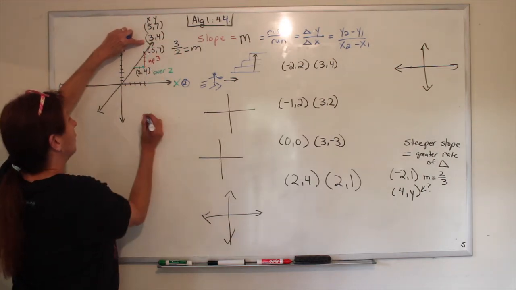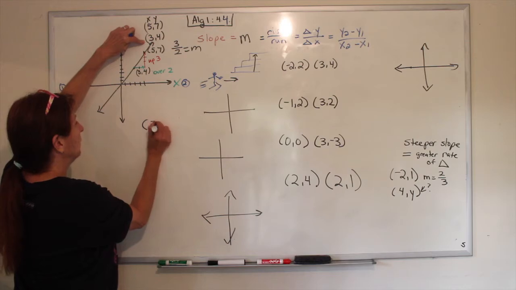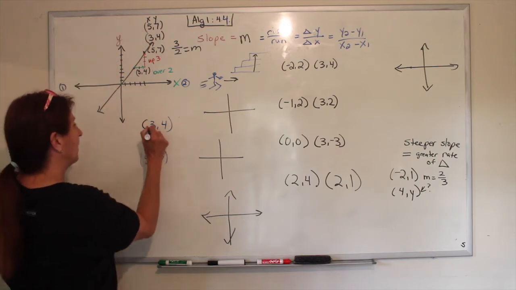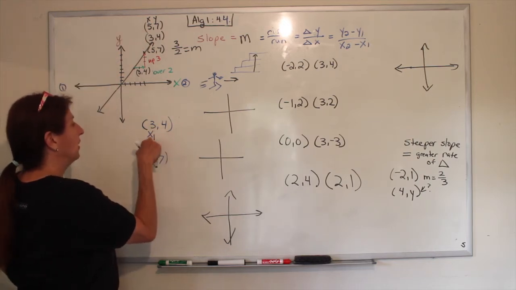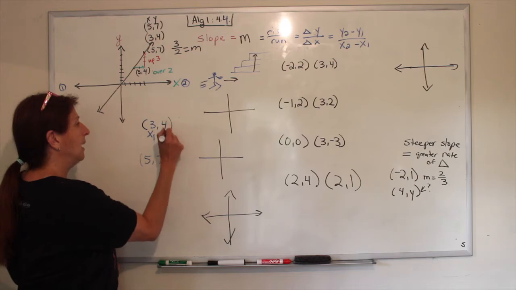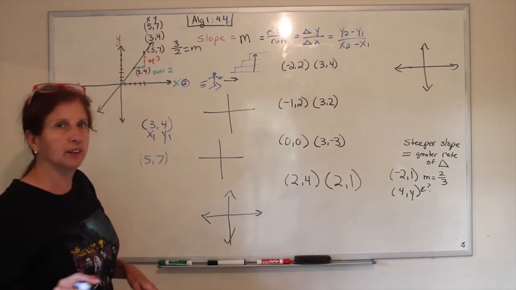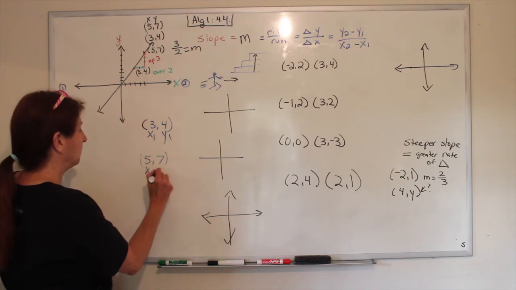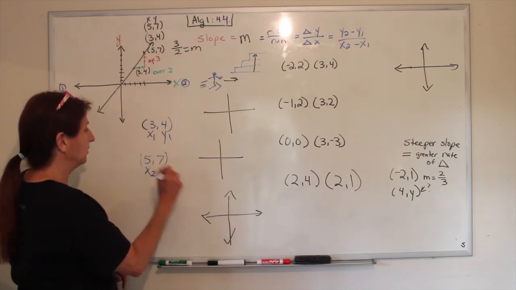So, I'm going to rewrite them down here. 3, 4, and 5, 7. Okay? 3 is less than 5, so these are the ones. This is x1, and its buddy y has to be y1, 4. They stay together. So because 5 is more, it's the x2, and 7 is the y2.